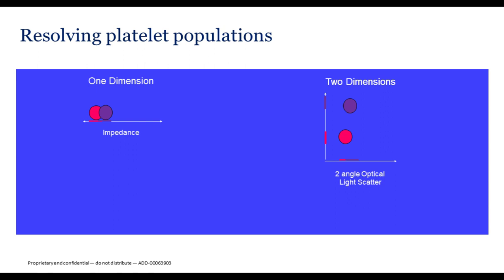The two-dimensional approach involves using two-angle optical light scatter that we talked about. Again, you usually can see clear separation. However, there can be instances where, again, they could overlap.